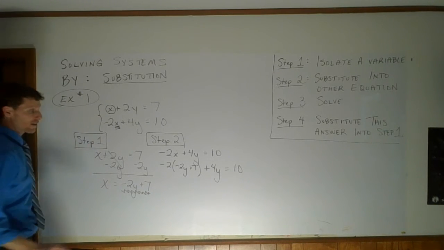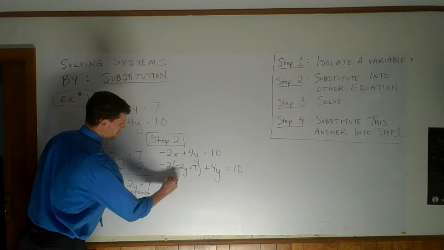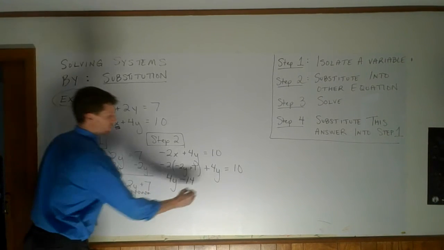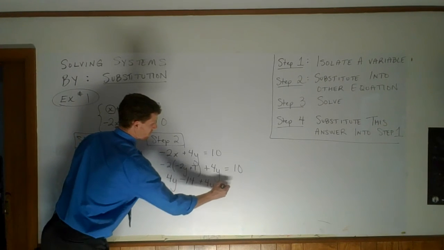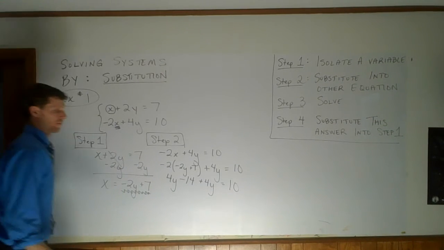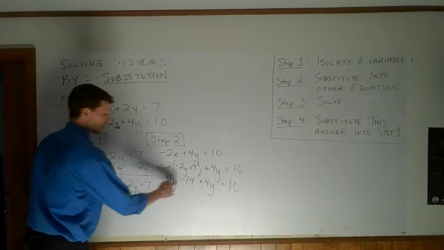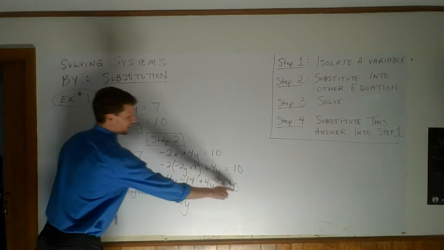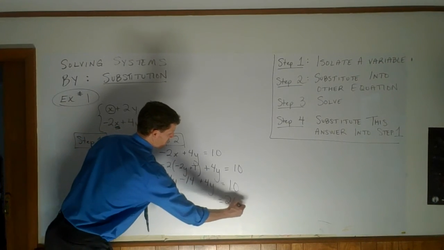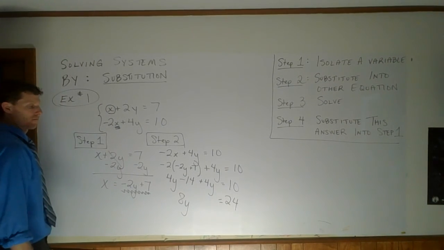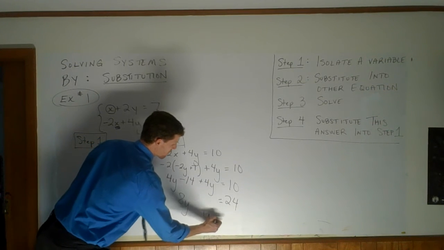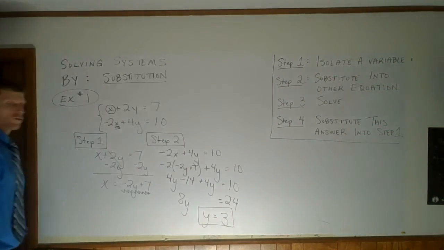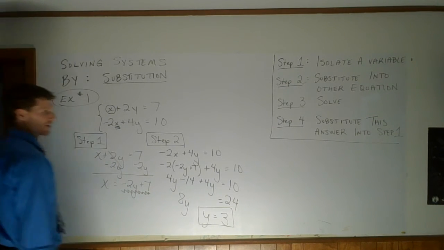Now step 3 says solve this. Distribute: 4y minus 14 plus 4y equals 10. Combine like terms: 8y. Add the 14 over there: 24. Divide by 8. Y equals 3. So that was the end of step 3.